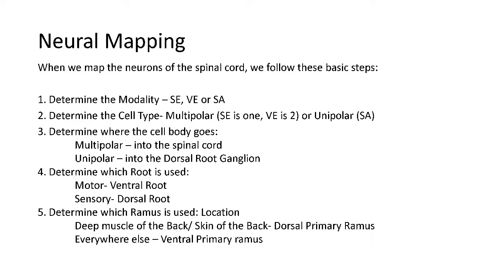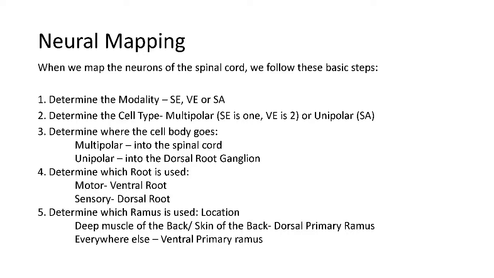We have to determine the cell type. Are we multipolar or unipolar? We figure out where the cell body goes. If it's multipolar, it goes into the spinal cord. If it's unipolar, it goes into the dorsal root ganglion. Then we have to figure out which root is used. Ventral root is motor, dorsal root is sensory, and we have to figure out which location we're going to.